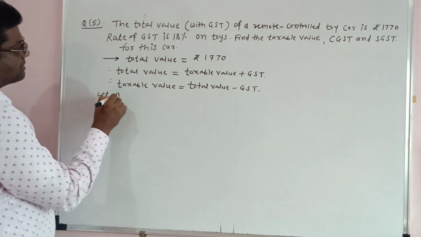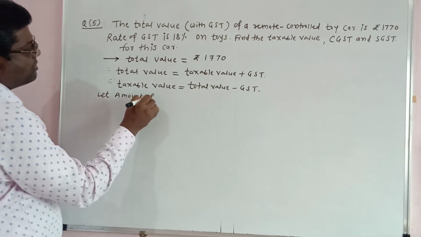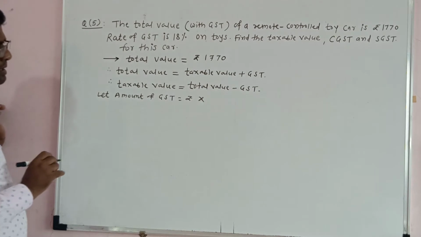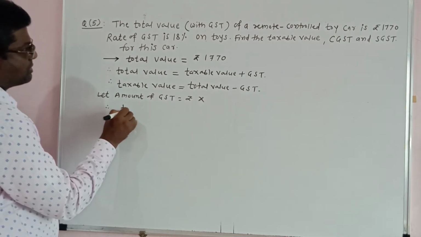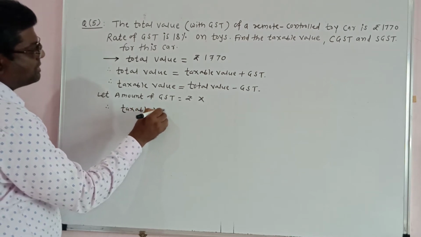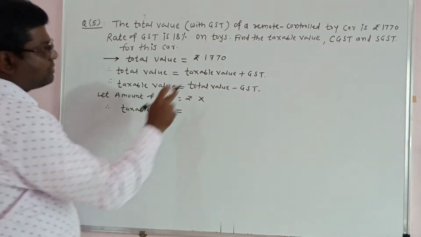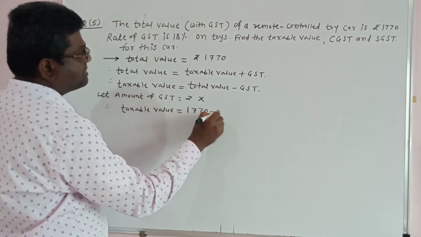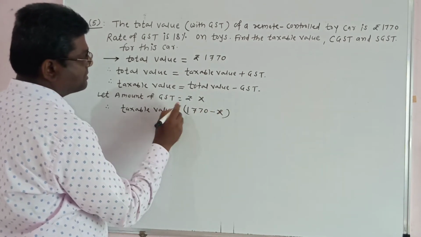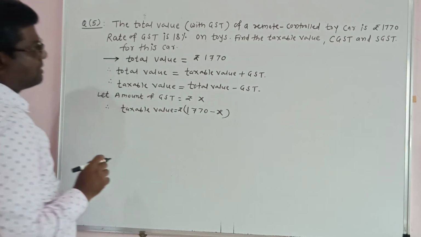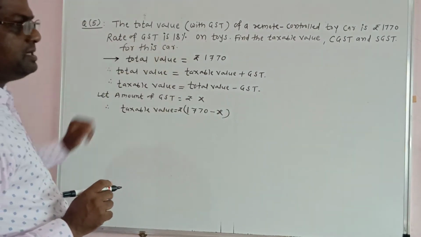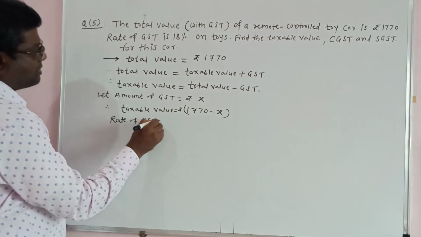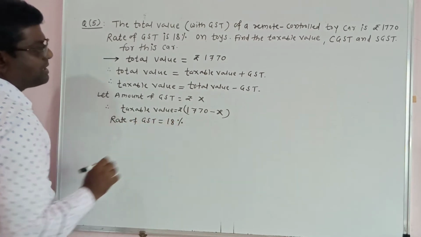Now let amount of GST is equal to rupees X. Therefore, taxable value is equal to total value is 1,770 minus GST is X. This is rupees. Now rate of GST is 18%.